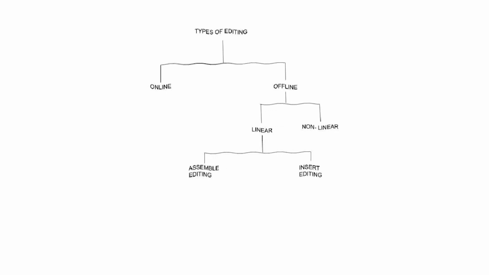Next, types of editing. In editing, we have different methods. One is online editing, then offline editing. Offline editing is again divided into two parts: linear editing and non-linear editing. Linear editing is again divided into assemble and insert editing. Let us check one by one what that is.